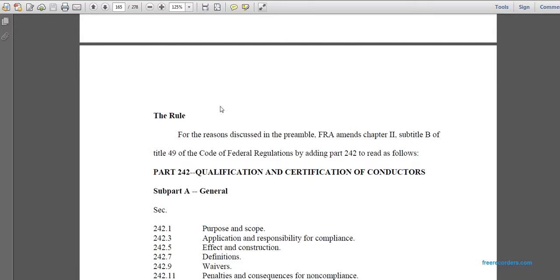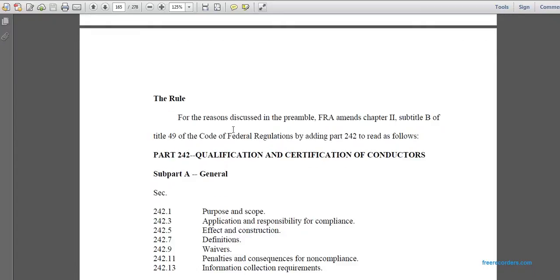The reason for discussing the preamble: the FRA amends Chapter 2, Subtitle B of Title 49 of the Code of Federal Regulations in part by adding Part 242 to read as follows. Part 242, Qualification and Certification of Conductors. Subpart A, General.